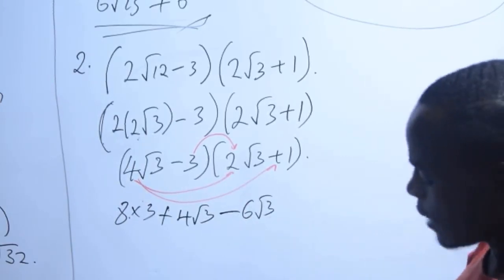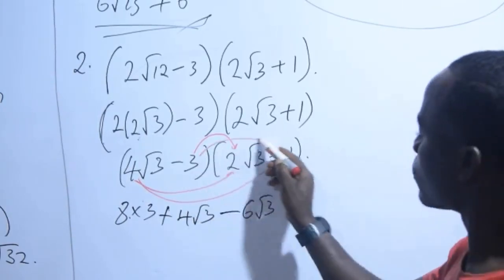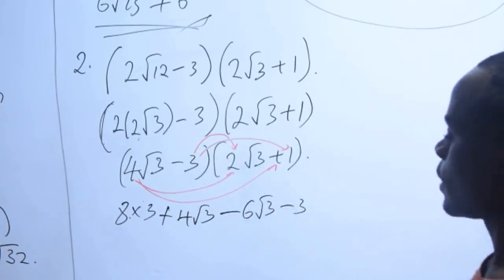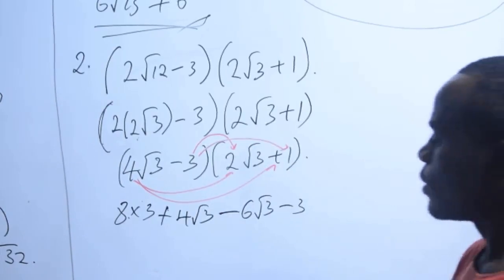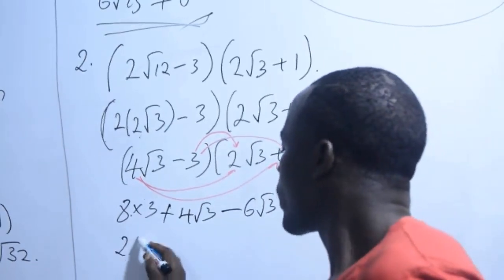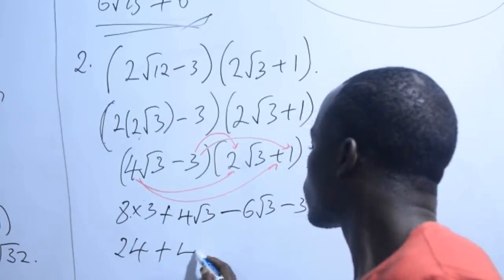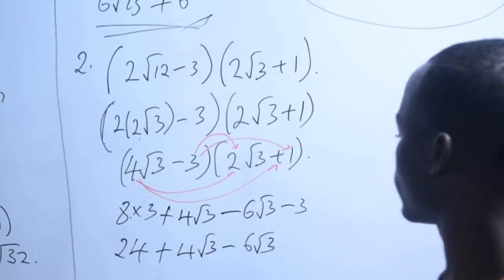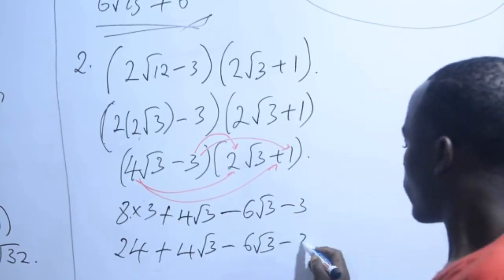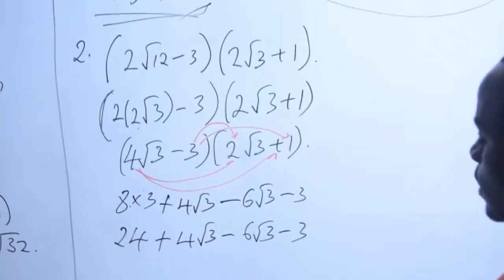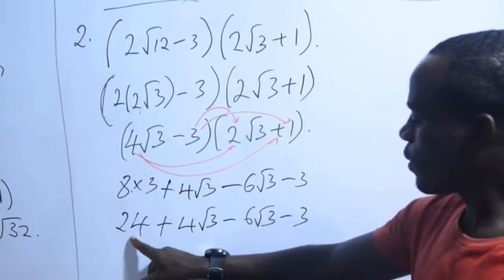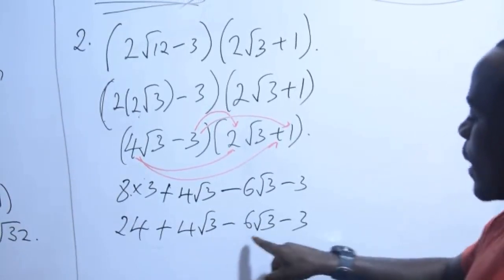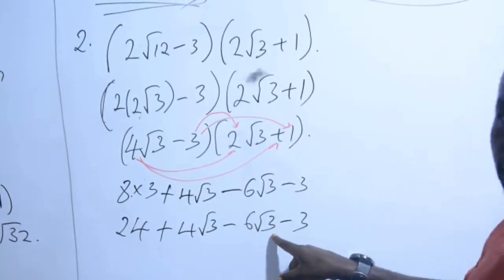Then we now have the same minus root 3 again. We'll multiply this 1, and that will give us minus 3. Now, 8 times 3 is 24. So we have plus 4 root 3 minus 6 root 3. So you check, then minus 3. Do we have like terms? Yes, of course. 24 and minus 3 are like terms. And then 4 root 3 and minus 6 root 3 are also like terms.